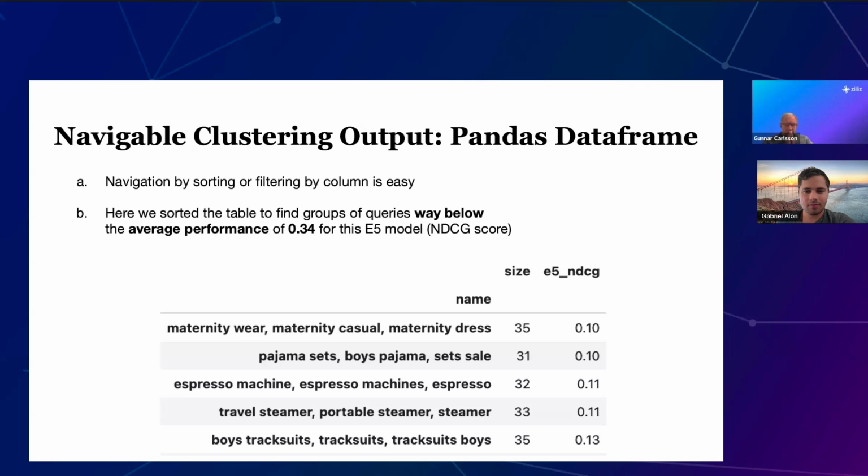So you can quickly sort the table by the performance. You could filter it by a certain minimum size of the cluster if you want. You could search the name column as well. And because we made the navigation easy in a table rather than an abstract visual, we were able to quickly get to this information that all these groups of queries perform way below average for the model.